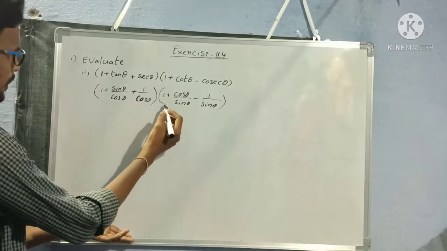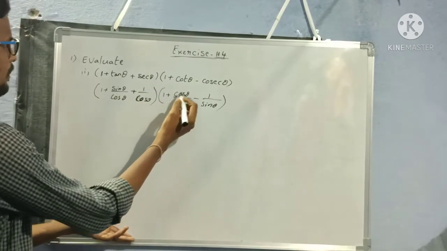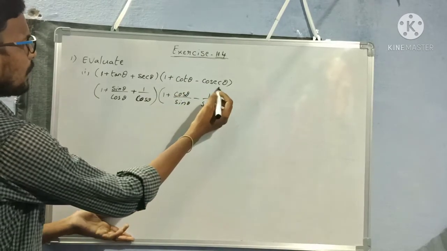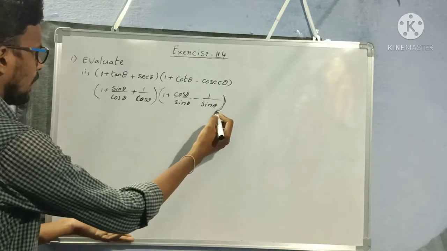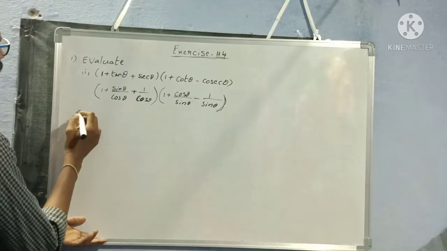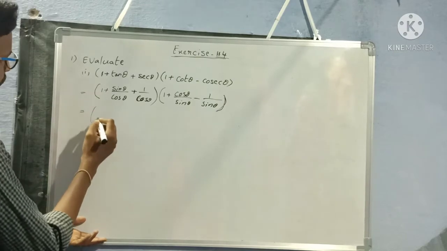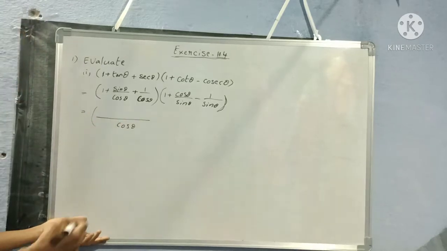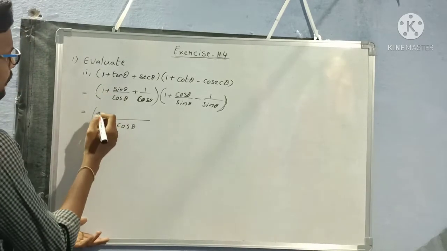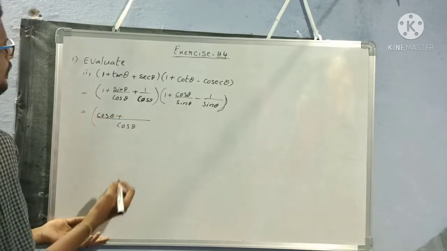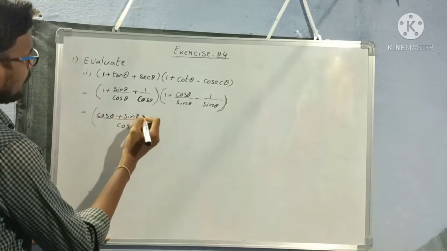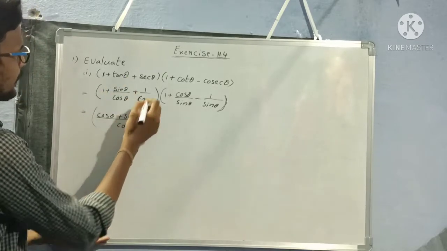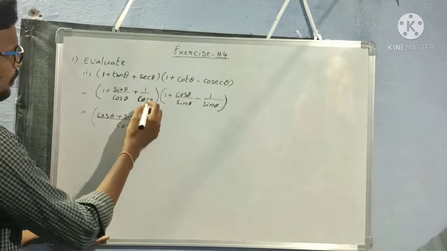So 1 plus sin theta by cos theta plus 1 by cos theta, into 1 plus cos theta by sin theta minus 1 by sin theta. If I take the LCM in the first bracket, cos theta is the LCM. So 1 multiplied by cos theta becomes cos theta, plus sin theta plus 1, because cos theta gets cancelled.